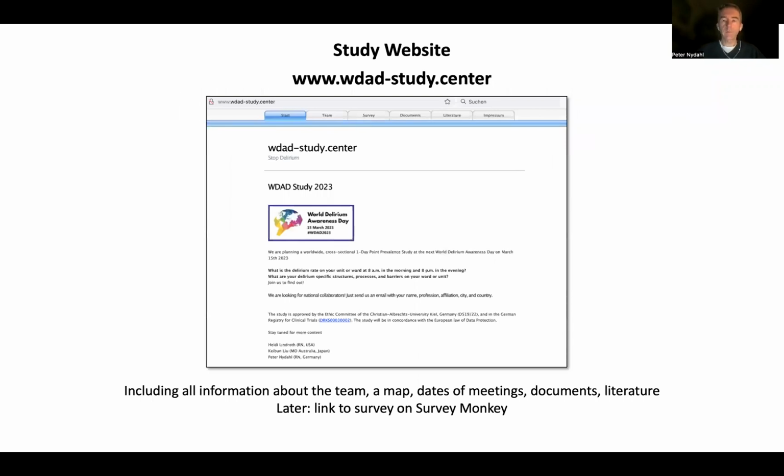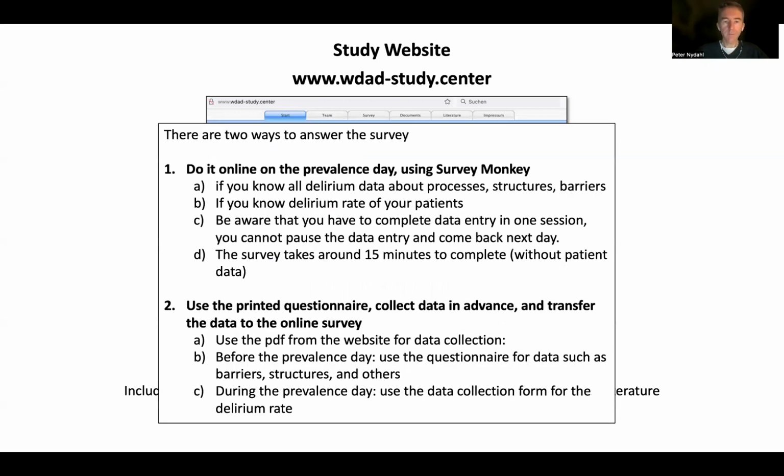You know the website of the study, WDAD-Study.Center. There you will find all files you will need to perform the prevalence study. First, there are two ways to answer the survey. The first is to do it online on the prevalence day using SurveyMonkey. You will all get a link for SurveyMonkey.